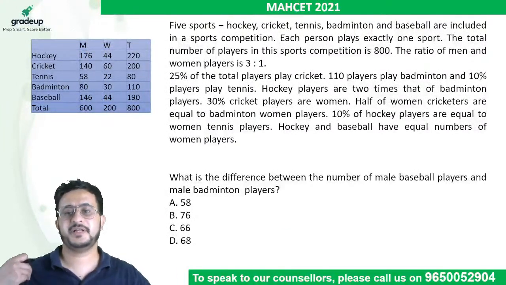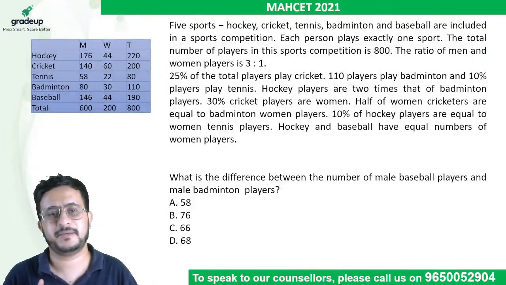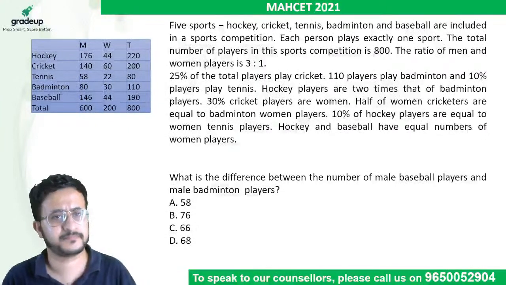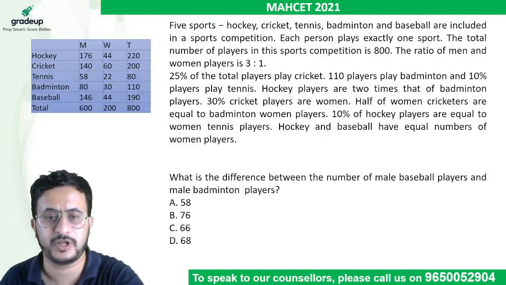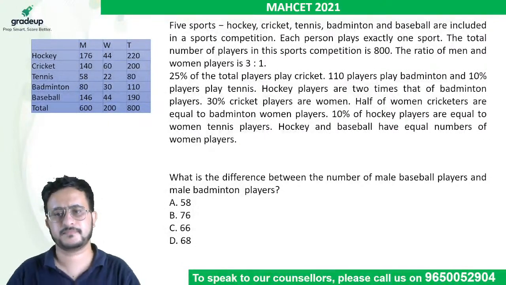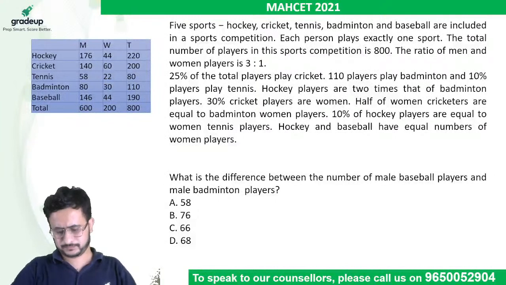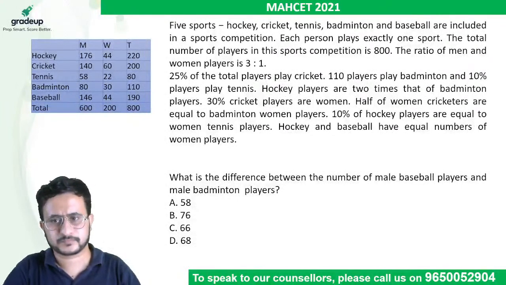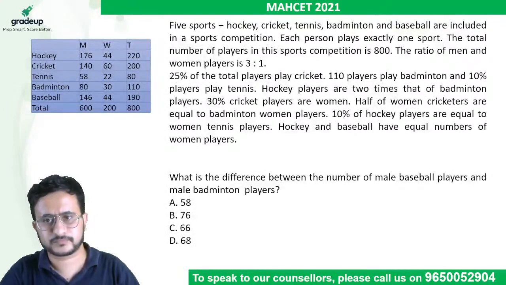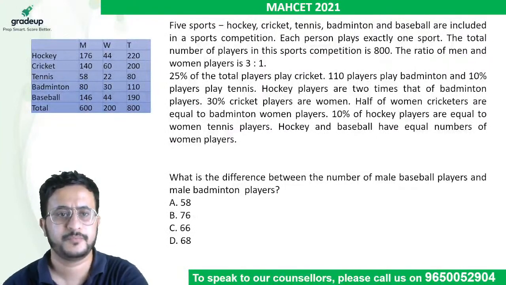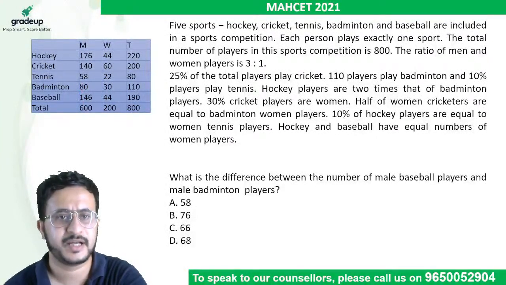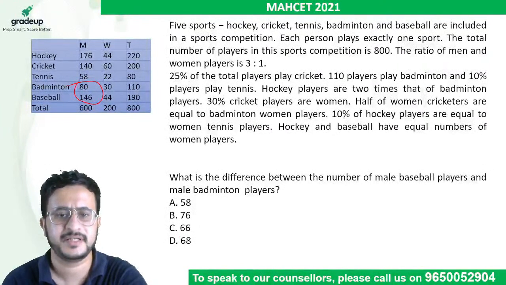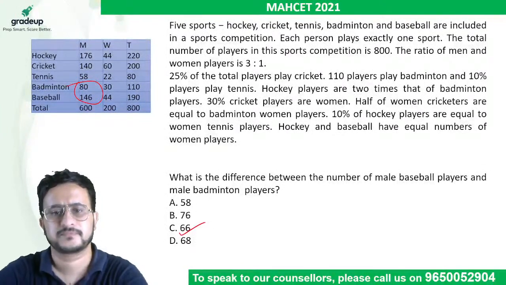What is the difference between the number of male baseball players and male badminton players? Male baseball and badminton players. So baseball players are 146 and badminton are 80. The difference will be 66. Okay.